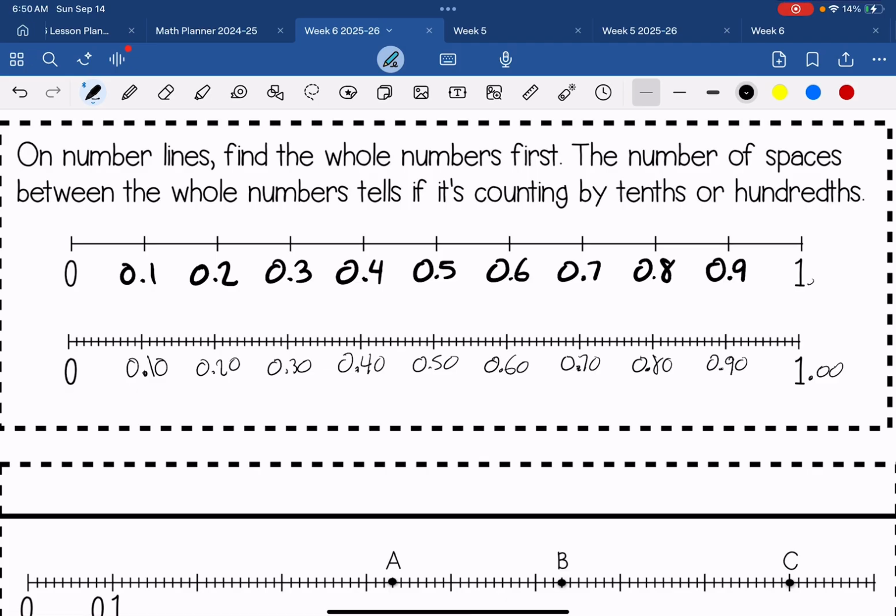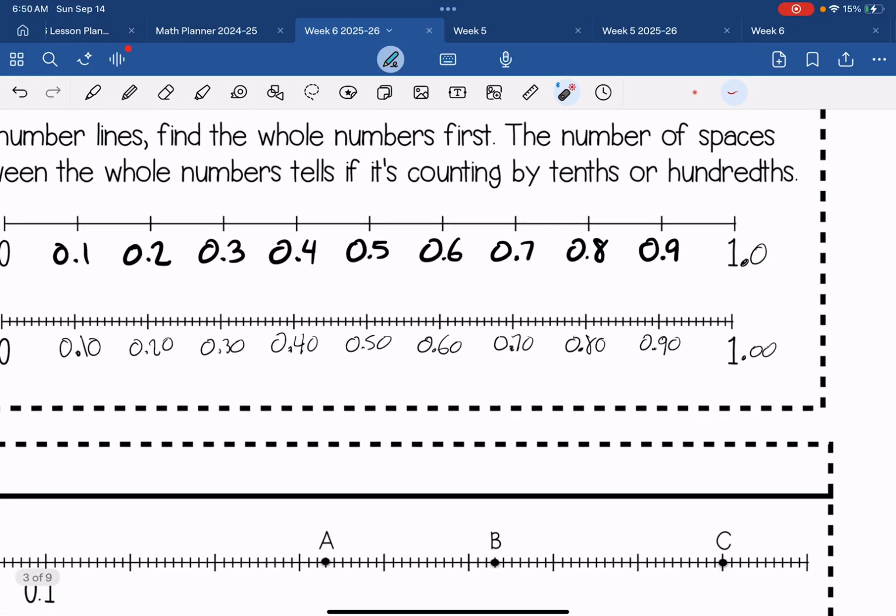So I think I had told some of you last time that even if you have just a whole number, if it doesn't have a decimal point, the decimal point is always there. Even if you don't see it, it's always there. So just make it, instead of being invisible, make it visible. So put a decimal point, and then you can put a 0 in the tenths place.